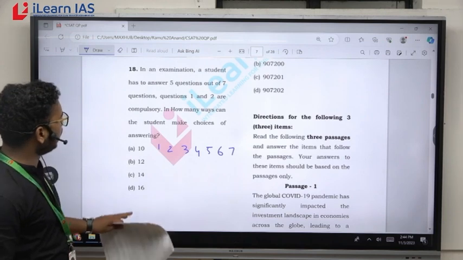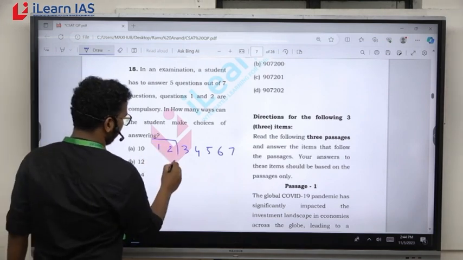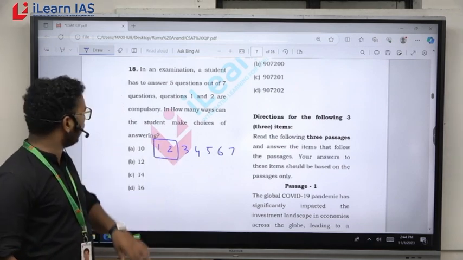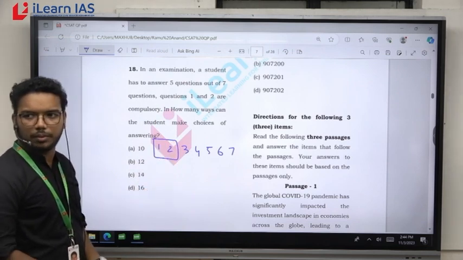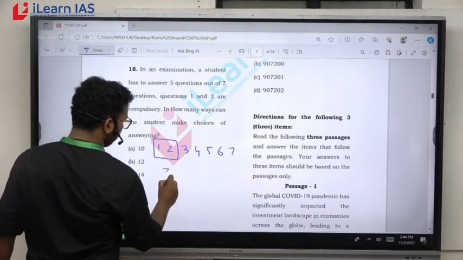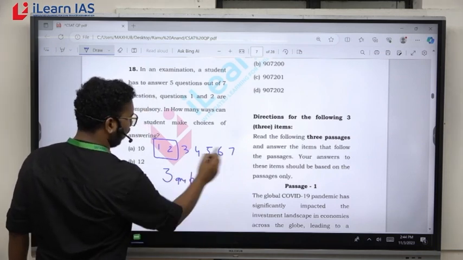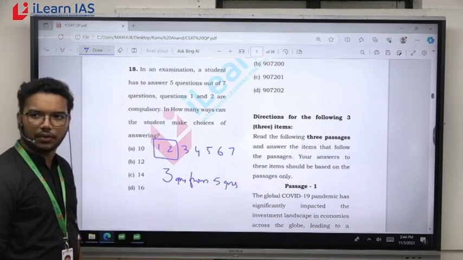But what have they said? 1 and 2 are compulsory. So in total we have to attend 5, and out of that, 1 and 2 are compulsory. So now how many do we need to attend? We need to attend 3 questions from the remaining 5 questions. 3 questions from 5 questions.